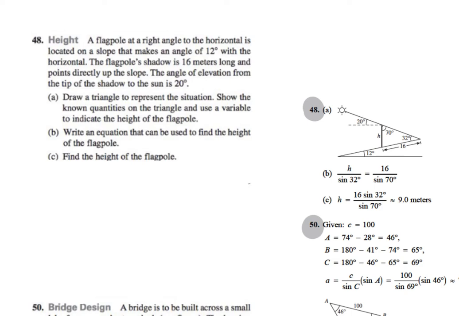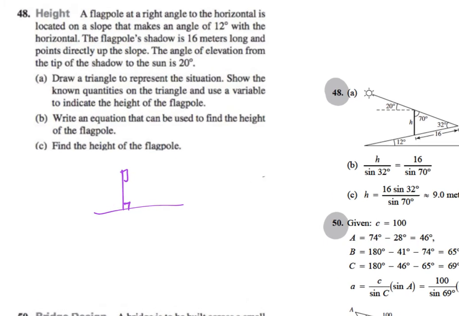All right, so the first thing it says is that the flagpole at a right angle to the horizontal is located on a slope. So if you start with the flagpole on the horizontal, it would have looked something like this. And by horizontal, it would be 90 degrees, right? But then it says the ground is not flat there. There's a slope. That's 12 degrees.